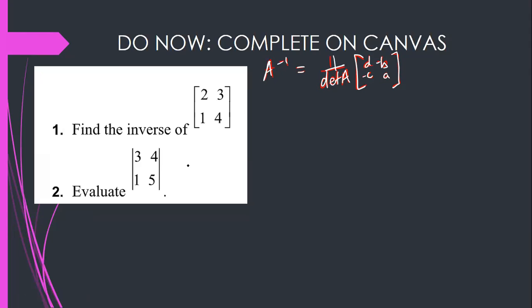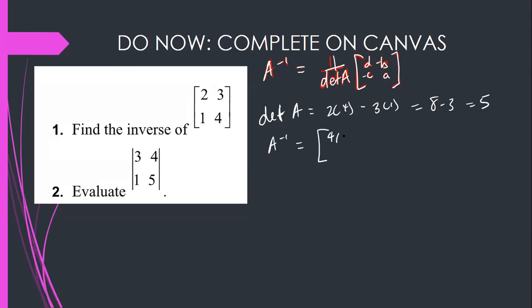All right. So on this one, the first thing I'm going to do is find the determinant. I'm going to call this matrix A as well. So the determinant is 2 times 4 minus 3 times 1, which equals 8 minus 3, which equals 5. So that means my inverse is going to equal all of this divided by 5, right?